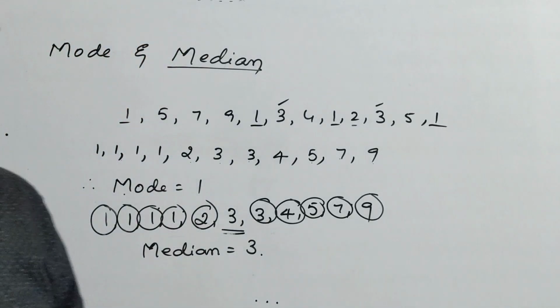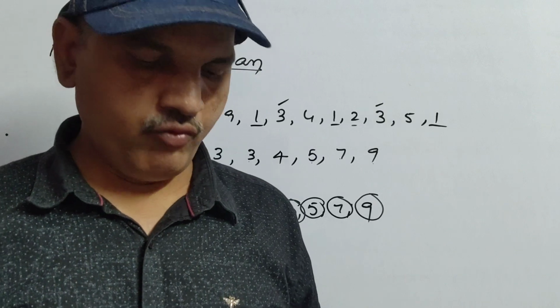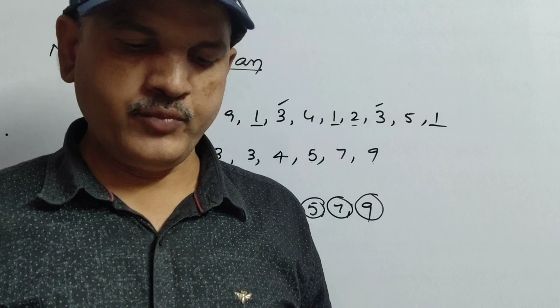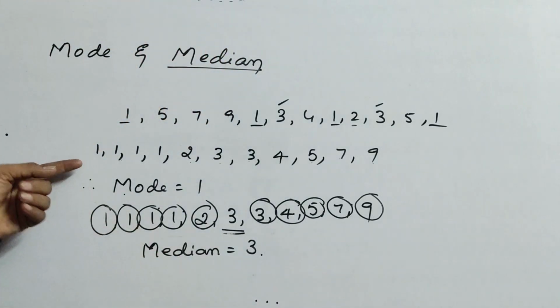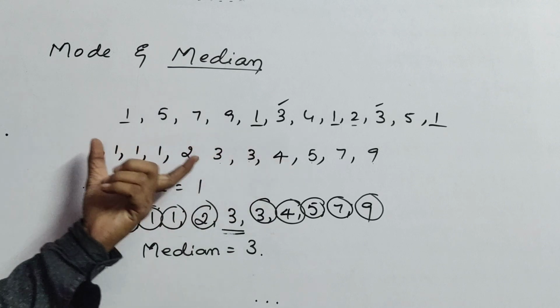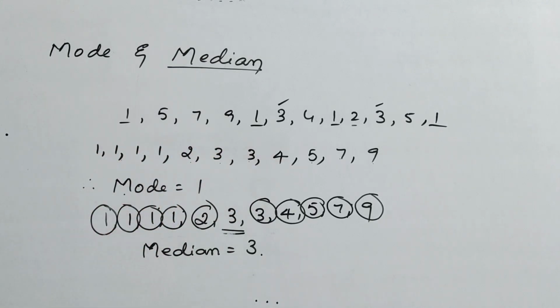Okay. Next, coming to the 5th question, you have to tell whether it is true or false. The mode is always one of the numbers in a data. Yes, that means the mode is from the given information only. No? This data is given. In that only the mode came. So it is true.